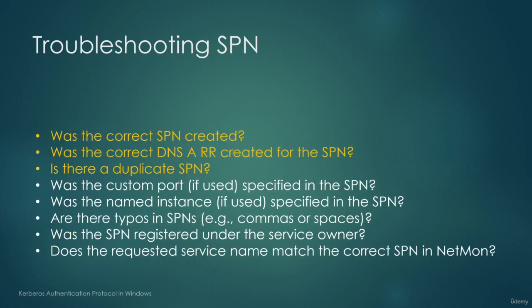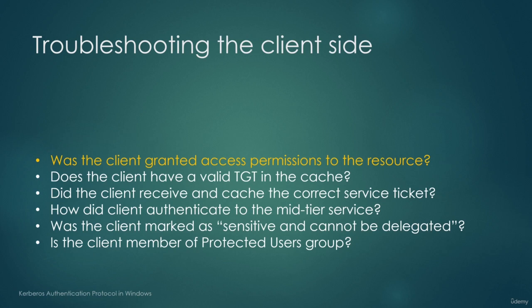We can use ping and setspn to verify the service was Kerberized. We can use setspn to search for the SPN, but make sure to type the complete SPN and don't use wildcards. We should verify the SPN was registered under the correct account. We can use Microsoft Network Monitor to verify the correct SPN is listed in the Service Ticket Request service name field. We should verify the client is authorized to access the resource.